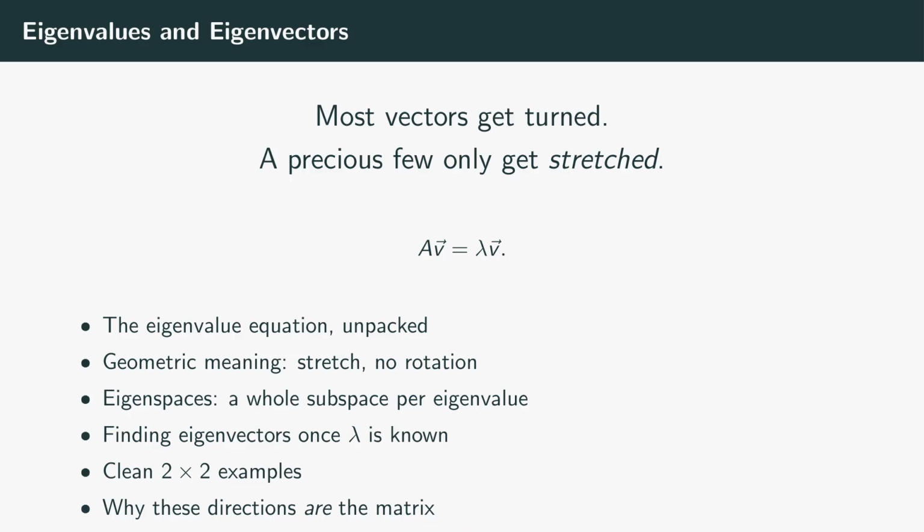For almost every matrix, there are a few rare directions that the matrix simply refuses to turn. A vector pointing along one of those directions comes out pointing the exact same way, only longer or shorter. Those special vectors are called eigenvectors, and the factor by which each one is stretched is its eigenvalue. The whole idea lives in one short equation, A times v equals lambda times v. Today, we will unpack that equation, see its geometry, meet the eigenspaces, and learn how to find eigenvectors by hand.